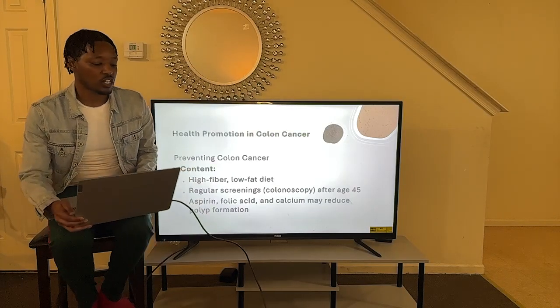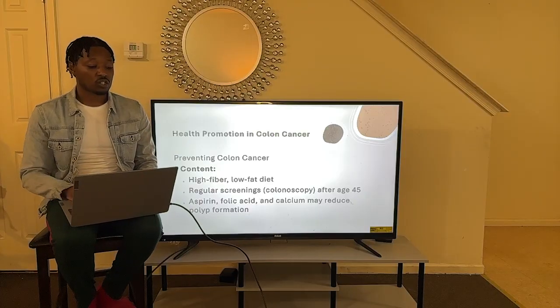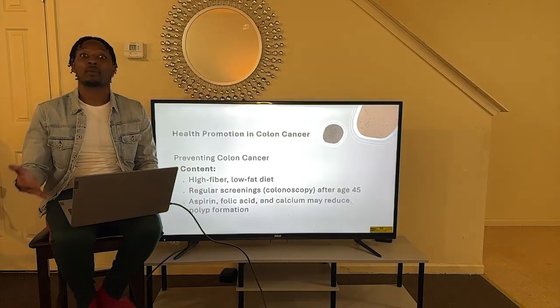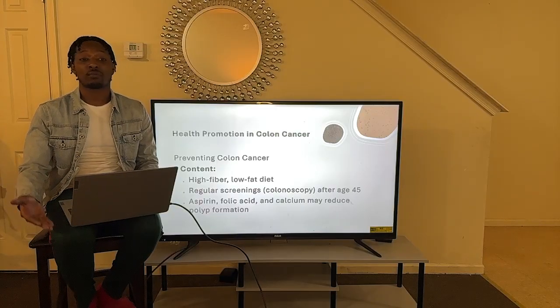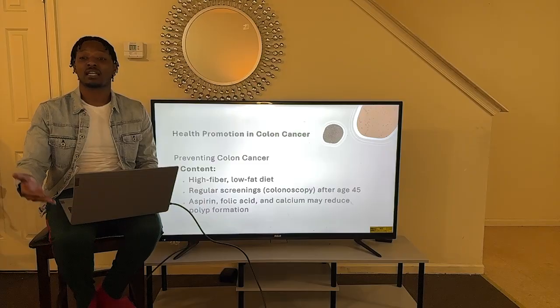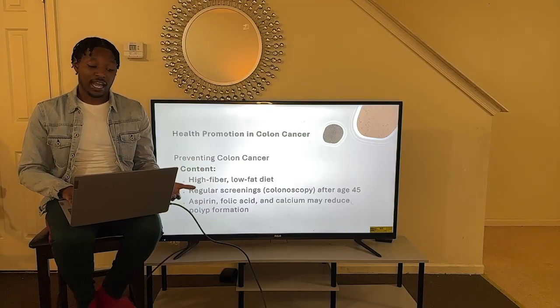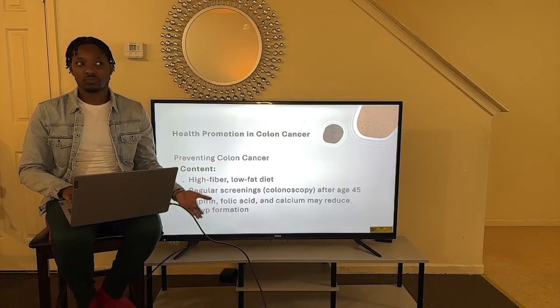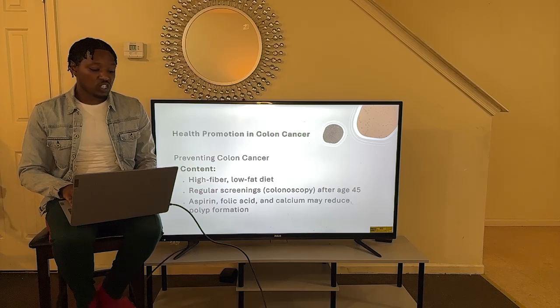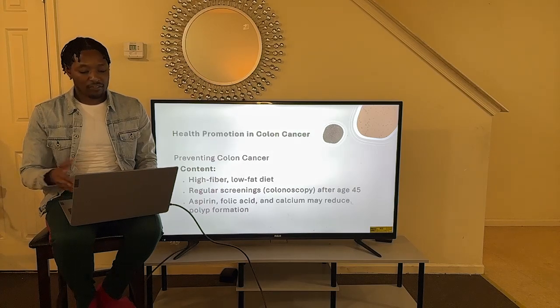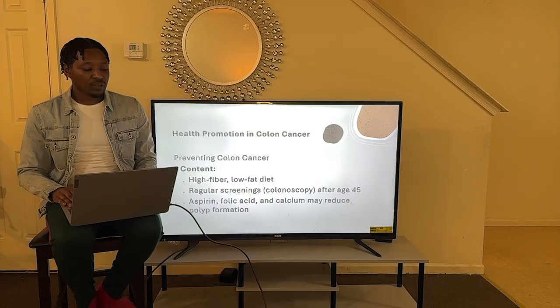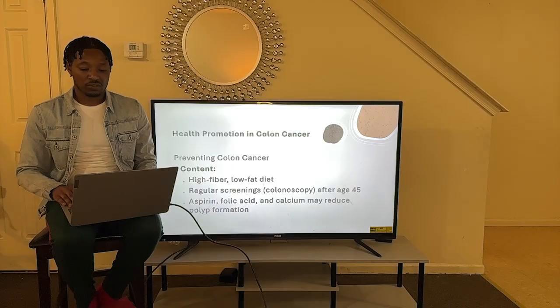Some health promotions in colon cancer. To prevent colon cancer, which may or may not be possible depending on your lifestyle, family history, and predisposing situations that put you at risk, a high-fiber diet and a low-fat diet could also help not lead to colon cancer. Regular screenings, which is a colonoscopy after the age of 45. Some aspirin, folic acid, and calcium may reduce polyp formation.